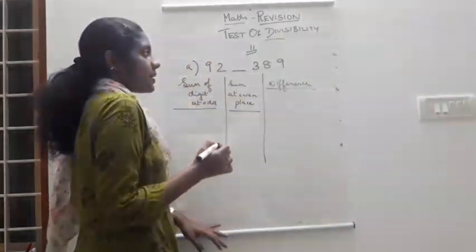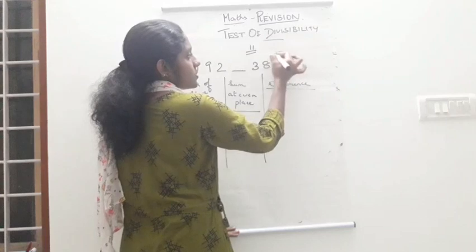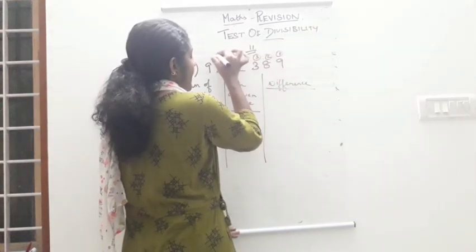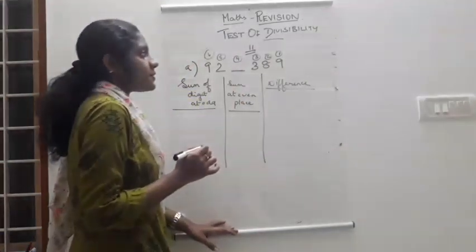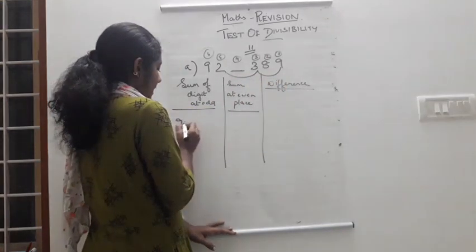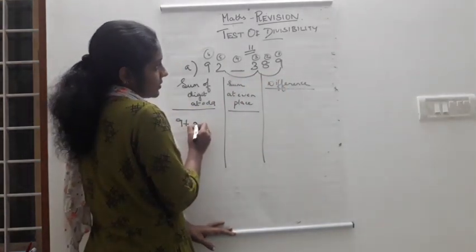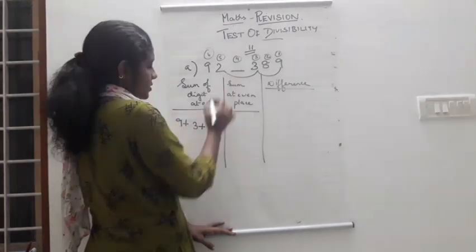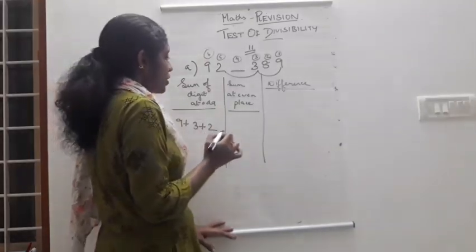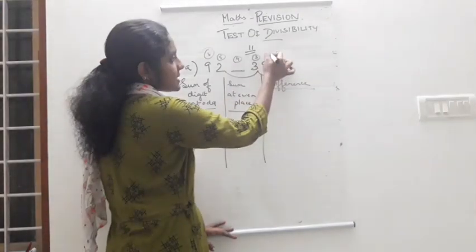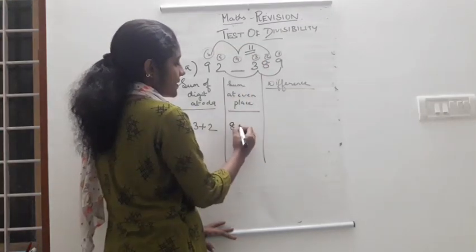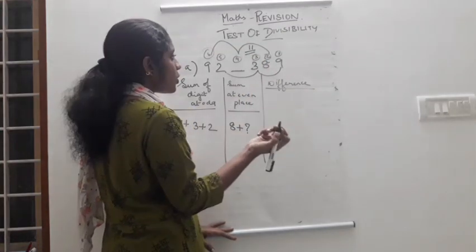First, mark the digits 1, 2, 3, 4, 5 and 6. Now write the sum of the digits at odd place. Odd place is 9 plus 3 plus 2. Now write the digits at even place. Even place is 8 plus a blank plus 9. For the blank I am going to write a question mark, since we don't know what it is.